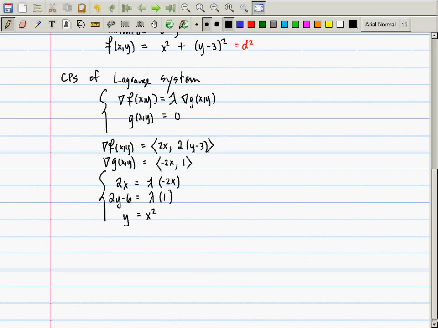So then, an example of being very careful is, let's look at the first equation. 2x is equal to negative lambda multiplied by 2x. And many students will tell me that, well, the solution to this equation is lambda is negative 1. But that's not the only solution to this equation.